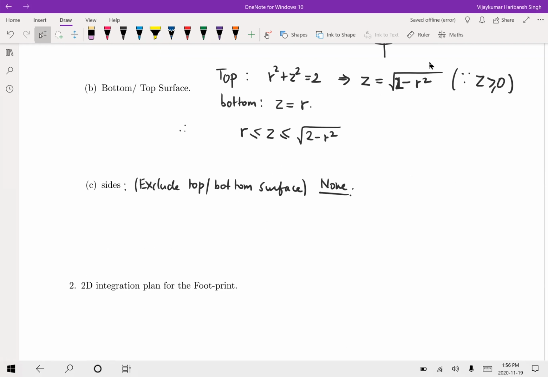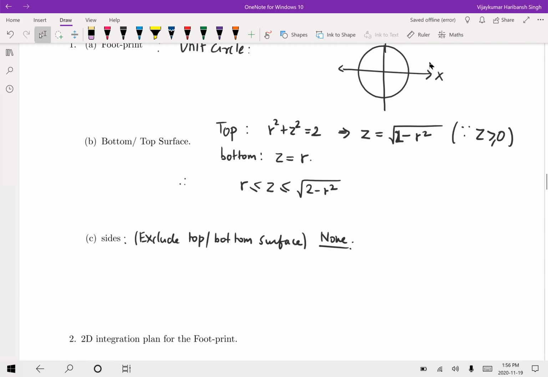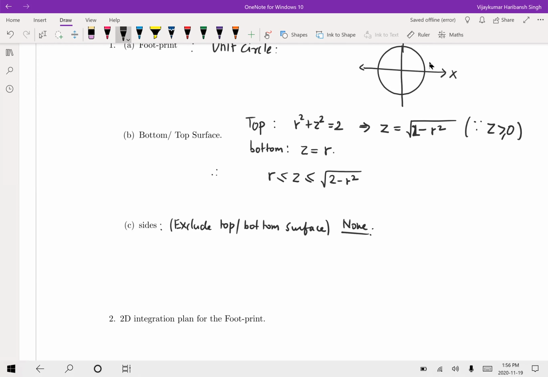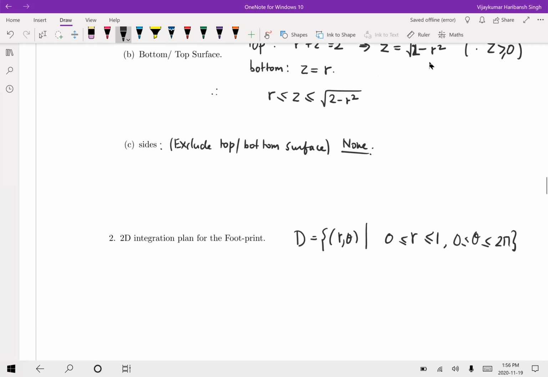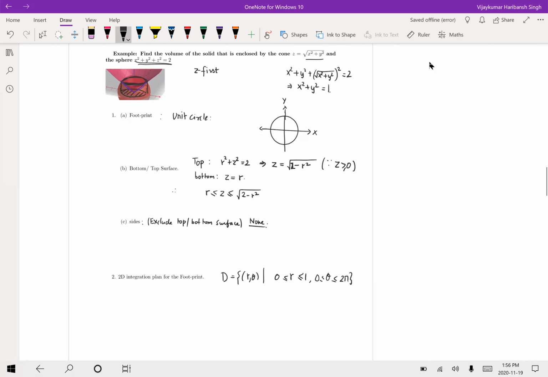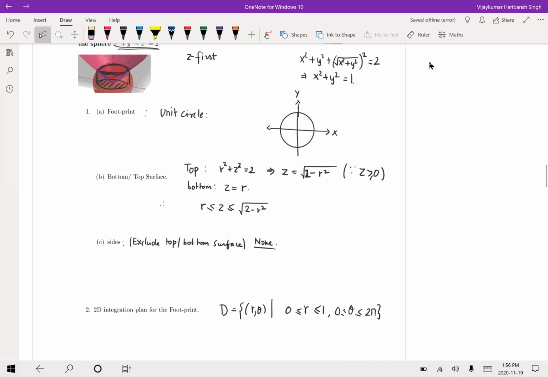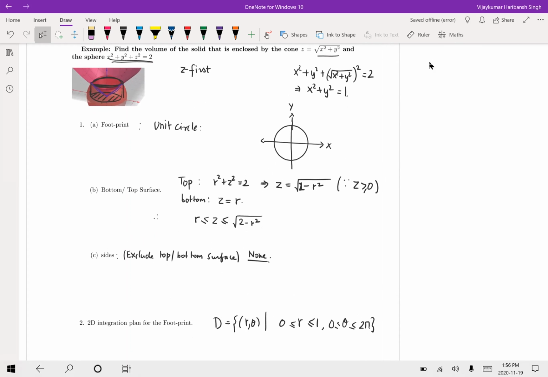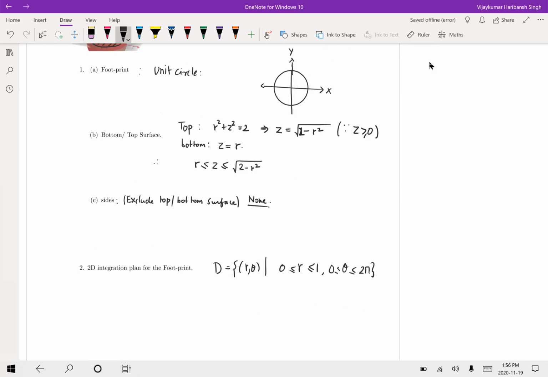Now for the 2D plan, what do we have? In this case, we can write D equals r theta, where r is between 0 and 1, and theta is between 0 and 2 pi. So once we have this plan ready, we are in a situation to write down the whole iterated integral, which will give us the way to compute it. So let's write it down.